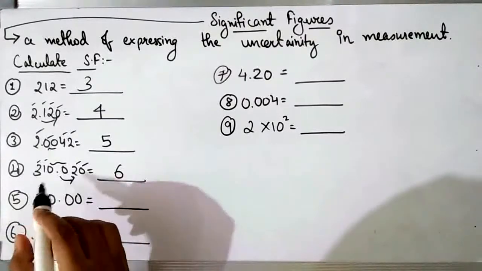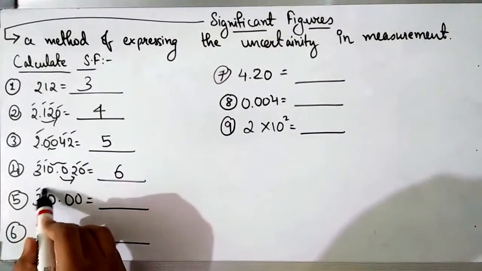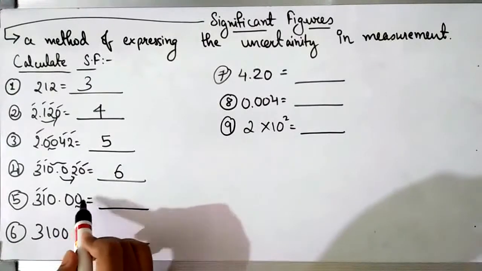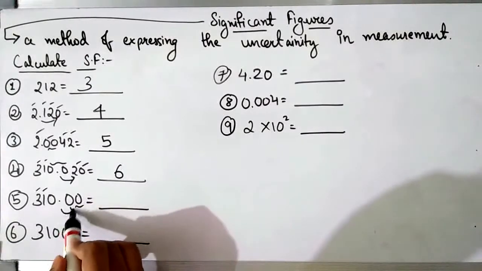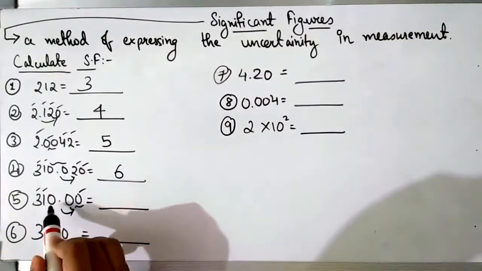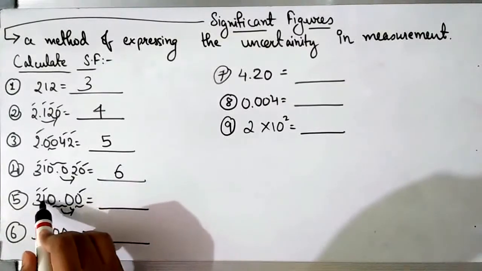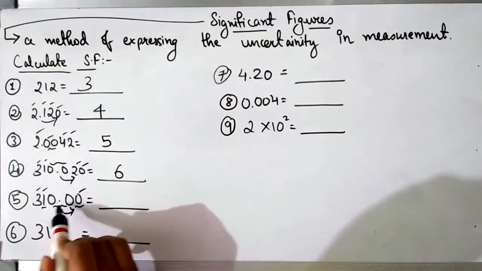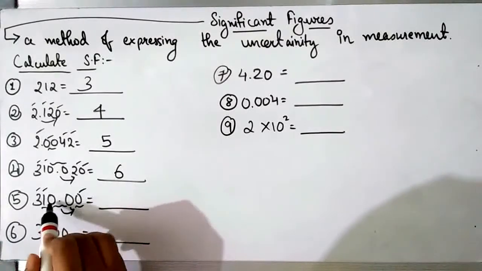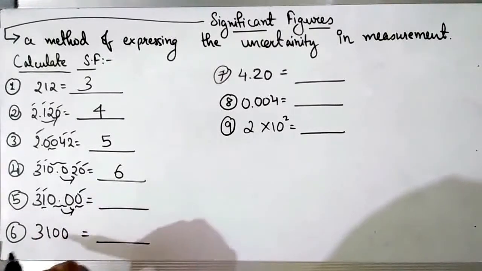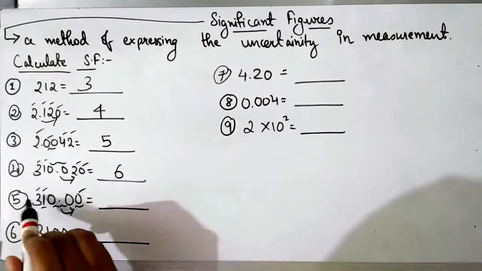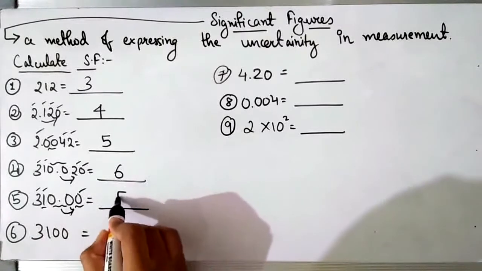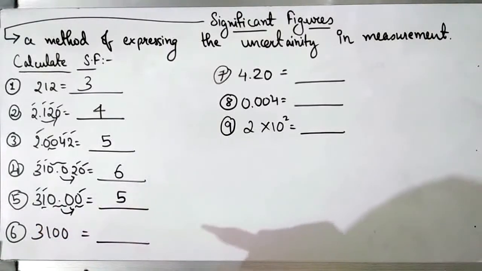In the fifth one, first we'll mark 3 and 1. They are significant because they are non-zero. Then this 0 which is ending 0 coming after decimal, so it is significant. Then these 2 zeros are present between 2 significant figures, that is 1 is a significant figure, the ending 0 after decimal is a significant figure, and these 2 zeros are coming between these 2 significant figures. So overall all these numbers are significant over here. So total we have got 5 significant figures in this.